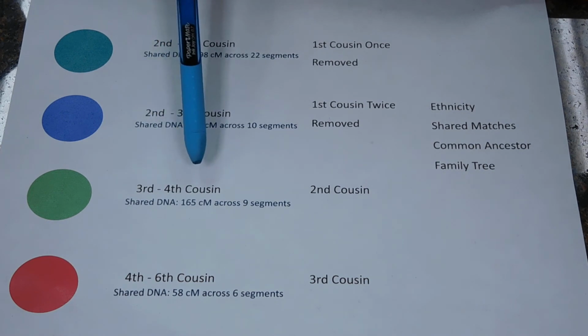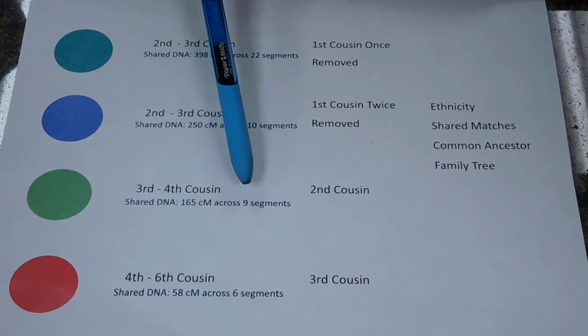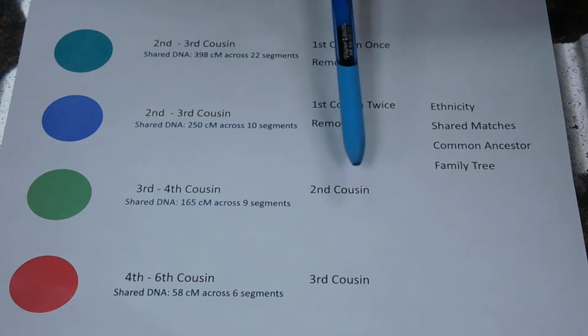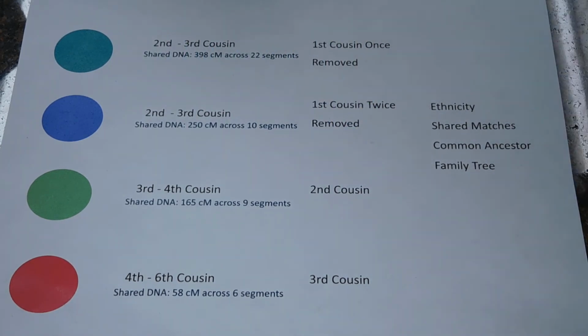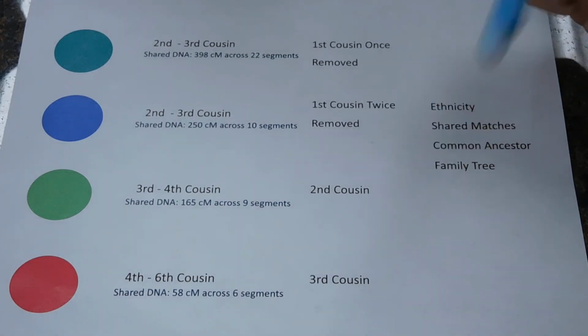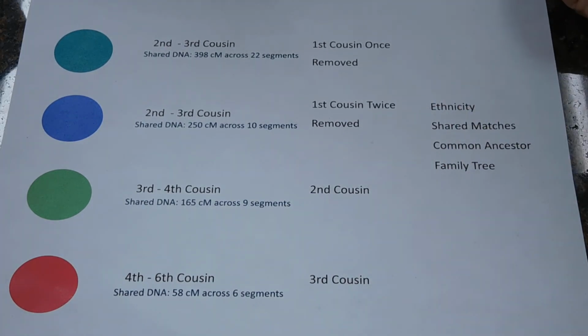The third to fourth cousin that I shared 165 centimorgans across 9 segments is actually a second cousin, and the estimated fourth to sixth cousin that I shared 58 centimorgans across 6 segments is actually a third cousin. So there are people on my family tree who the company estimated as a certain relationship, and I'm actually closer in relationship than they estimated. And I think that is the case in all of these.